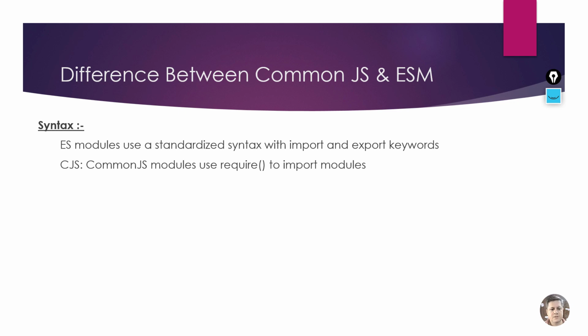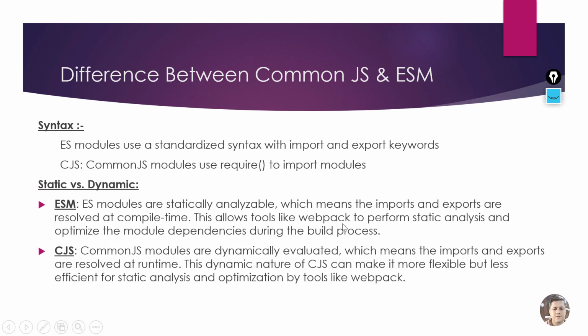ES modules use a standardized syntax with import and export keywords. CommonJS modules use require to import modules. So this is one of the small differences actually. Not a very big thing, but there are a few important considerations here. ESM is statically analyzable, which means the imports and exports are resolved at compile time.